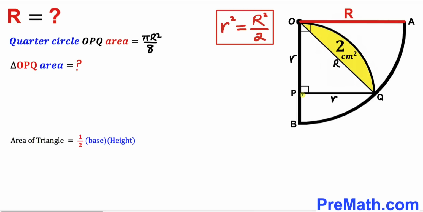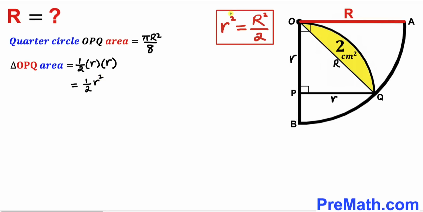And in our case, the base of this triangle is lowercase r, whereas the height of this triangle is lowercase r as well. So therefore the area of this triangle OPQ is going to be a half times our base, lowercase r, times our height, lowercase r as well. So if we multiply, that is going to give us a half times lowercase r square.